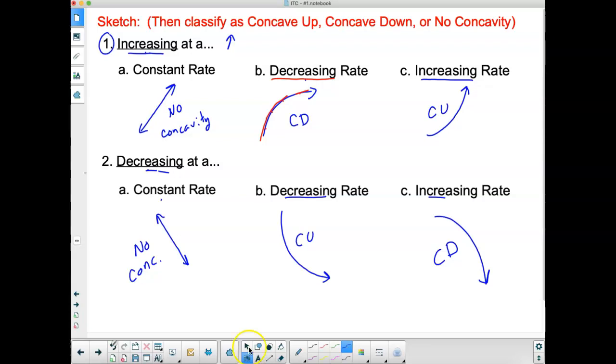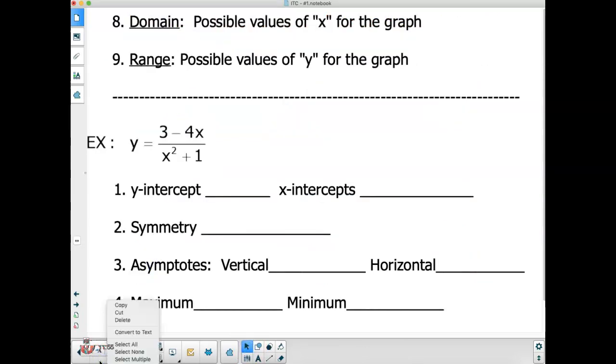And I don't know why this is not working for me again. I'm going to delete that dumb little dot.